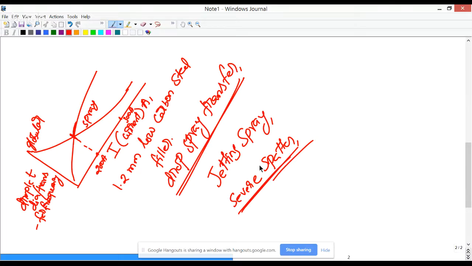The second question: the strength of interstitial free steel is generally increased by, so the strengthening mechanisms. Okay, so what are the common strengthening mechanisms? In 2 cases, we can increase it, as per this question, by precipitation hardening and by addition of microalloying additions.